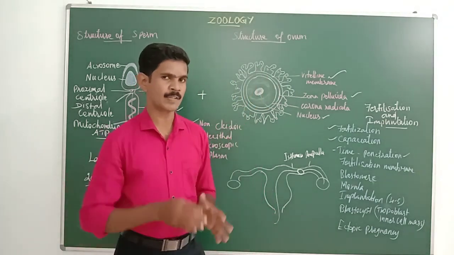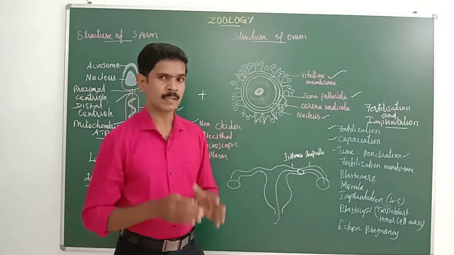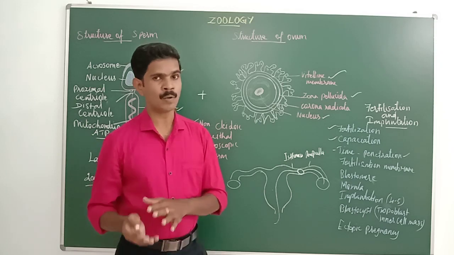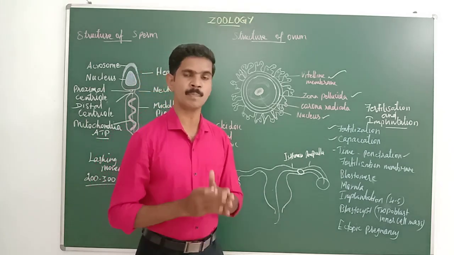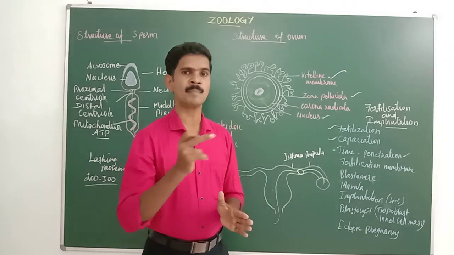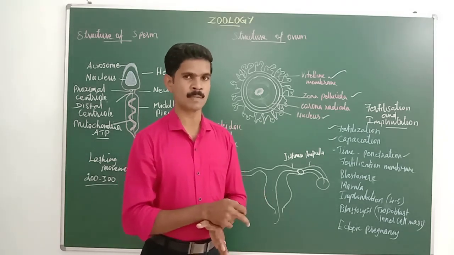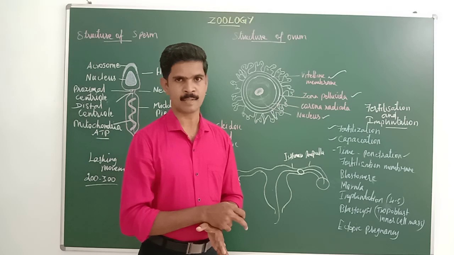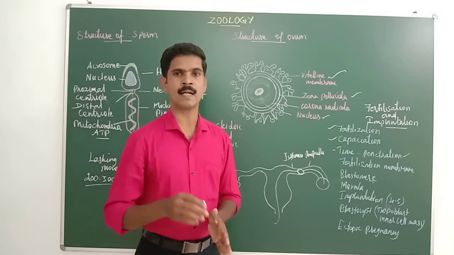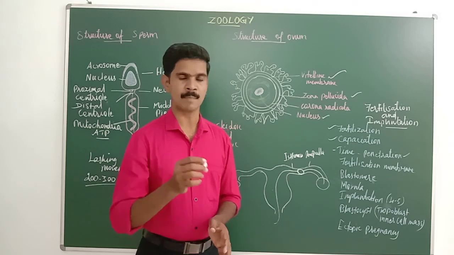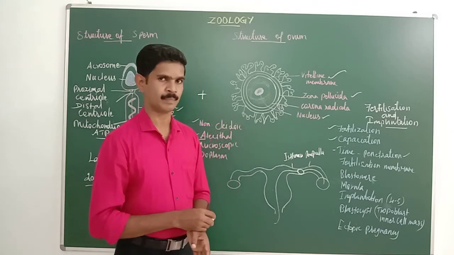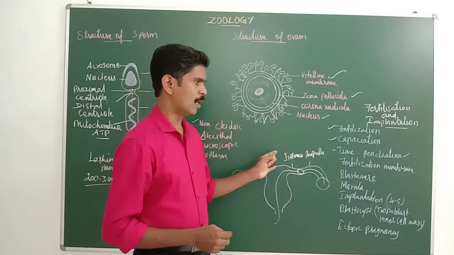Understand? On the outer surface of the egg, 3 membranes are there and more follicle cells are there. All these follicle cells and the membranes should be ruptured. Then only the sperm can enter inside the ooplasm of the egg. For this purpose, the hyaluronidase enzyme present in the acrosome region of the sperm is helping. Hope you understood.